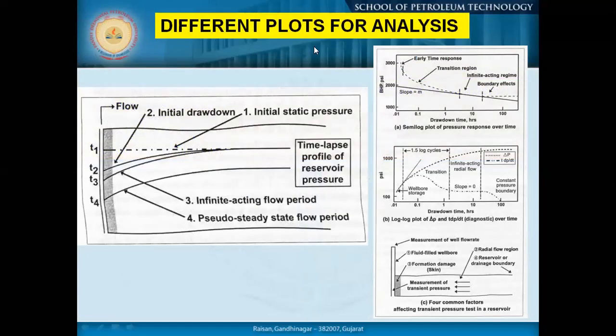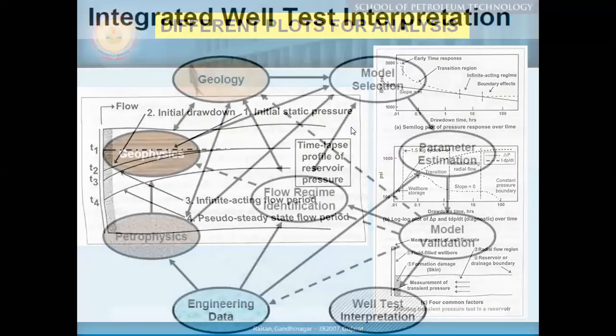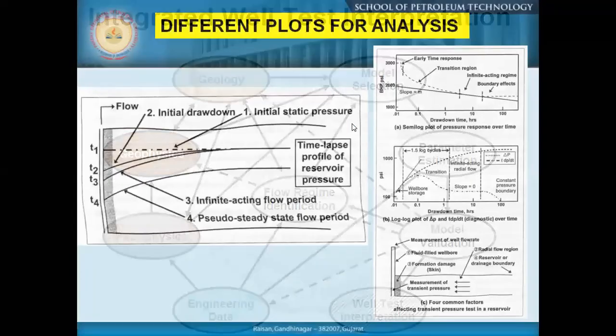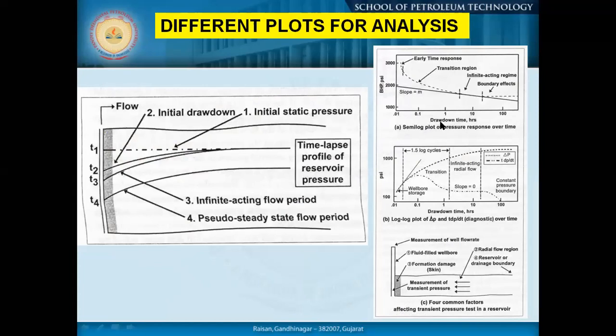So how do we use different plots for analysis? We do different types of plotting. You see in the first graph, I will come afterwards in detail, but today I am trying to give you some overall understanding. Here this is a semi-log plot. Pressure is in normal values and this is the logarithmic value, drawdown time. You see the deviation initially, early time. Then you are reaching here and we are getting a straight line, which is called the infinite region. Then we are getting the boundary effect.